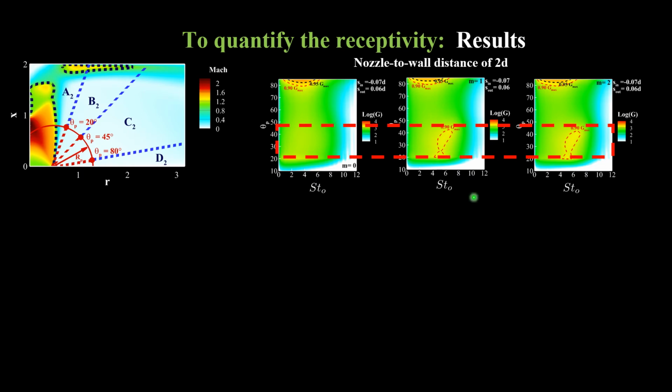Moving to region C2, theta p between 45 and 80 degrees, the transfer function is just a function of frequency and is not changing as we move away from the jet center line. Moving to the last region, D2, near the infinite nozzle lip, the transfer function is maximum at Strouhal numbers around 2 to 4. This is consistent for all three azimuthal mode numbers.